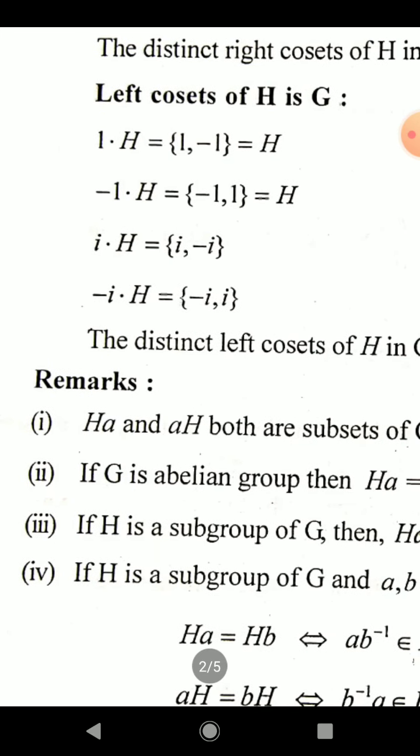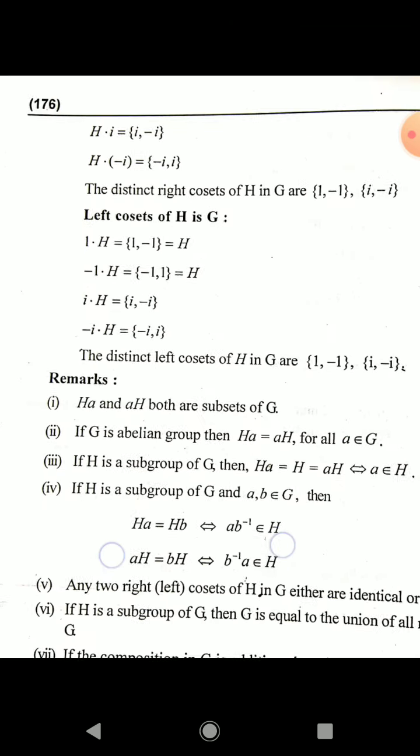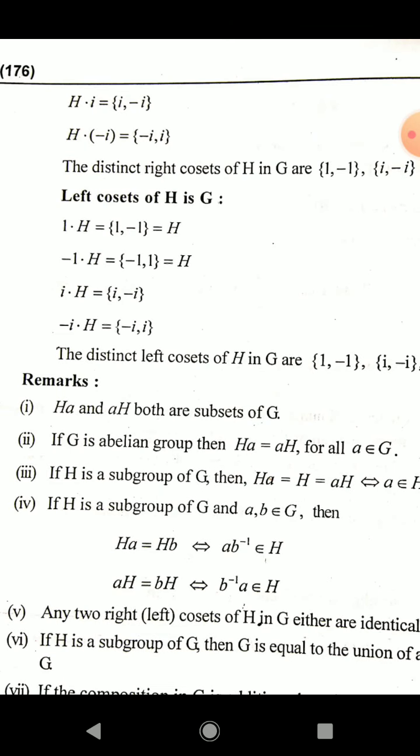Now from this example we can make some remarks. First, the right coset HA and the left coset AH are both subsets of group G. Second, if group G is abelian, then the right coset is equal to the left coset for every element of the group G. Why are these the same? Because in the case of an abelian group, it makes no difference if we multiply on the left side or on the right side. You will get the same element.